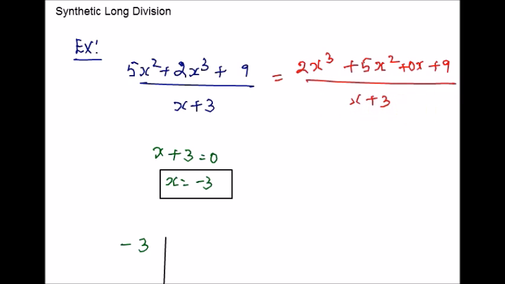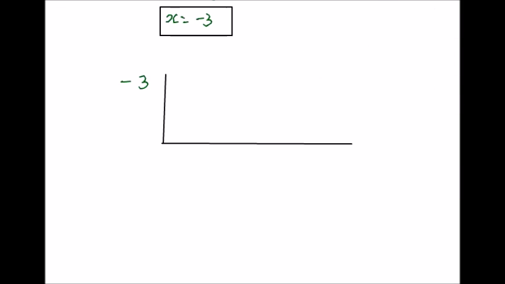Now it will be easy for you to take the coefficients in order. Coefficients are 2, 5, 0 and 9. Let me write the same thing here. Okay, we have just listed only the coefficients in the division problem.